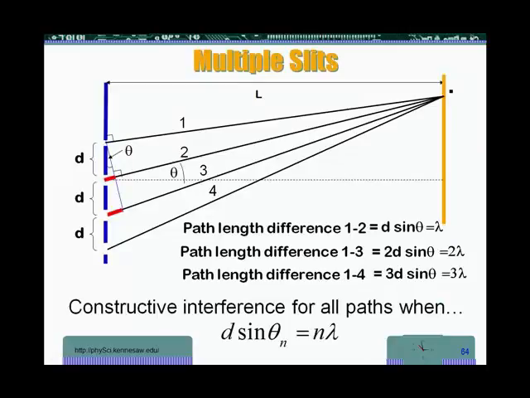In other words, the path difference between the first two is d sine theta. But between the first and the third beam, it is actually twice d sine theta, or twice lambda. Between the first and the fourth is 3 times lambda. Still we have constructive interference. Which means my condition for constructive interference is the same as the condition when we had 2 slits. All we needed is that d sine theta is equal to n times lambda.